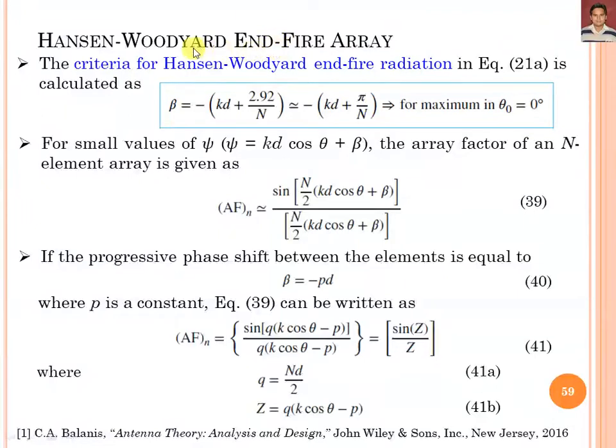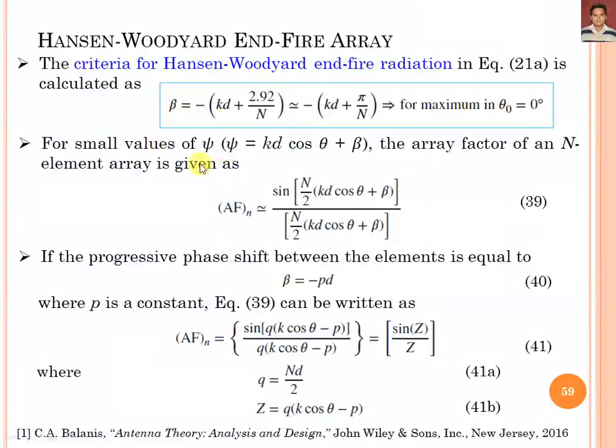The third is the Hansen-Woodyard end fire array, and this is slightly different from the ordinary end fire array. The criteria that we discussed in lecture 3: the Hansen-Woodyard end fire radiation exists when β lies in this range for maximum at θ0 equal to 0 degrees. If θ0 is equal to 180 degrees, in that case this negative sign becomes a positive sign.